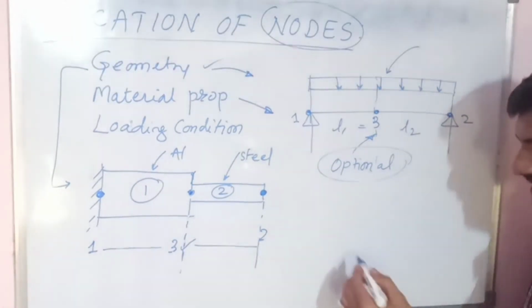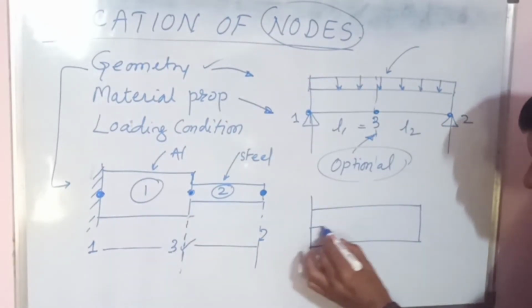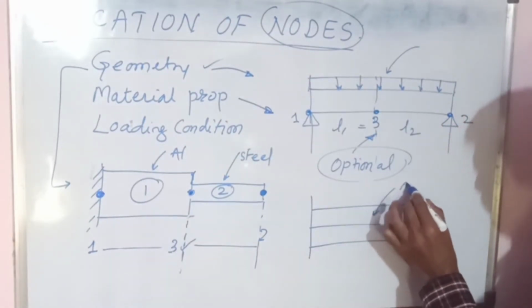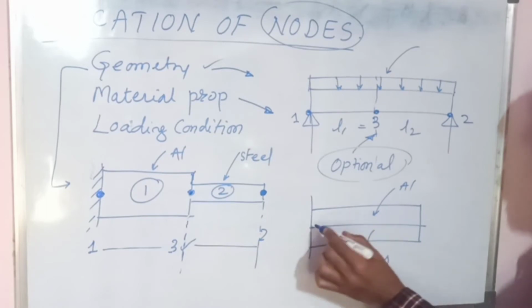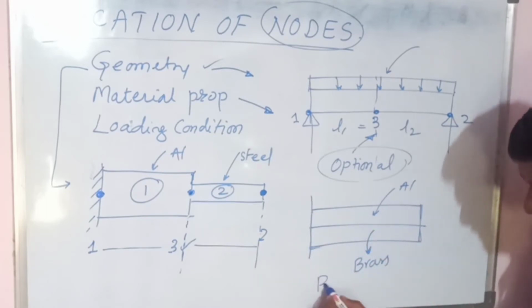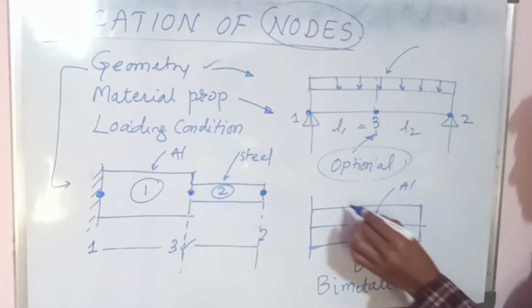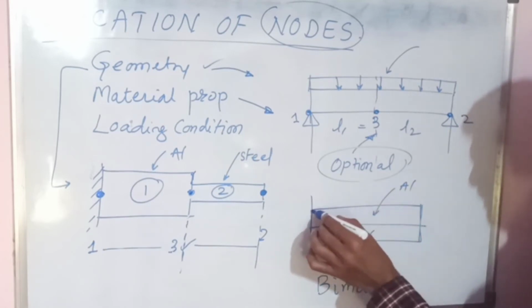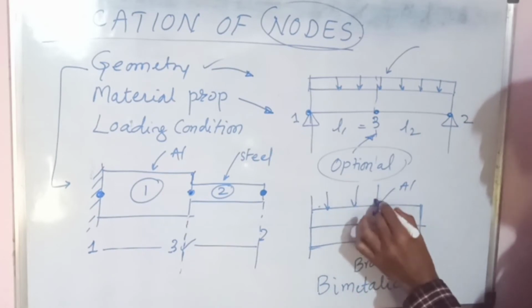I will take another example, when two elements overlap. So this is aluminum, and if you take this as brass, two metals overlap and become one plate. It means it is a bimetallic element. And there may be some loading condition. Let us take some loading conditions here.